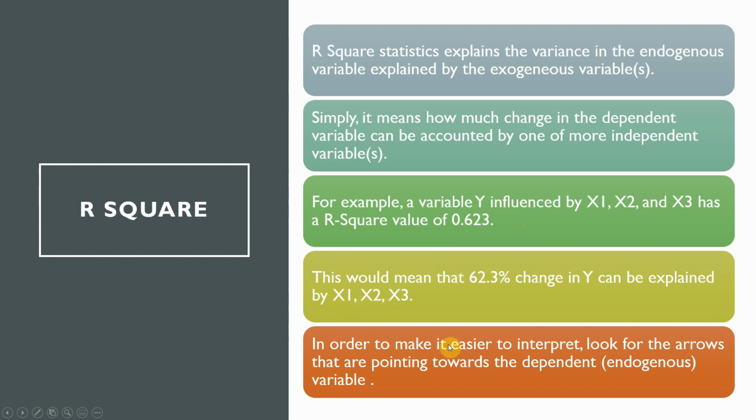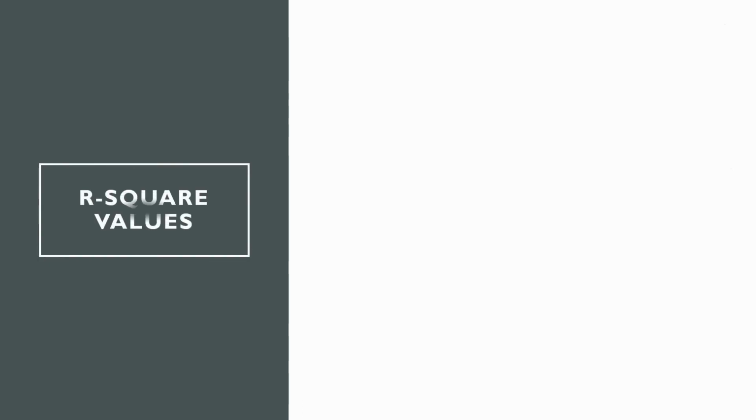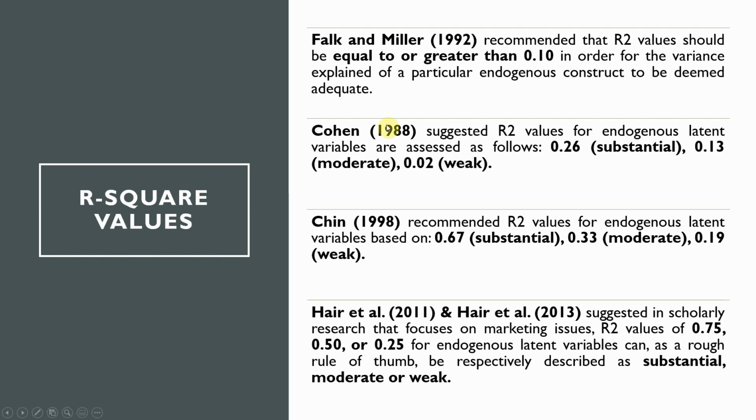Now, in order to make it easier to interpret, look for the arrows that are pointing towards the dependent endogenous variable or variables. We are going to look into this using SmartPLS. Now, there are different values of R square that we get. How do we interpret this?